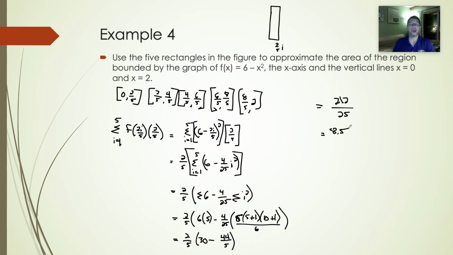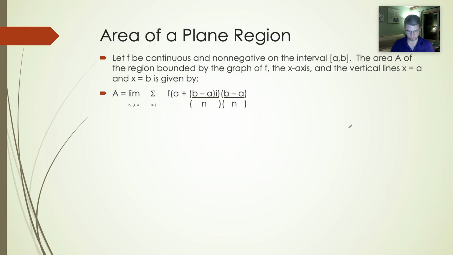All right. And so the approximate area of the region bounded by the graph f of x equals 6 minus x squared between the x-axis and between the vertical lines x equals 0 and x equals 2 is approximately 8.5 units. Okay, so that is example number 4.